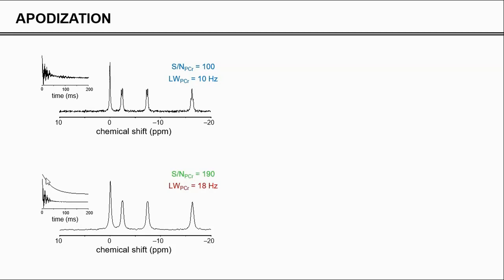If we now apply a decaying exponential to this free induction decay, then we suppress the noise at the end, leading to an improved signal to noise. But of course at the same time the signal decay is also faster, leading to a shorter apparent T2 star and therefore to broader, wider line widths.